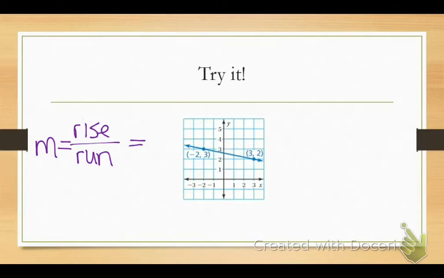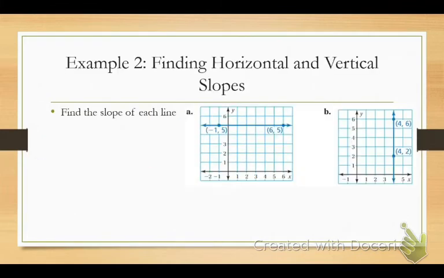So what is my rise? -1. I go down 1, and then I go over 1, 2, 3, 4, 5. So -1 over 5. Give me a thumbs up if you got it. -1 over 5. We'll keep practicing.